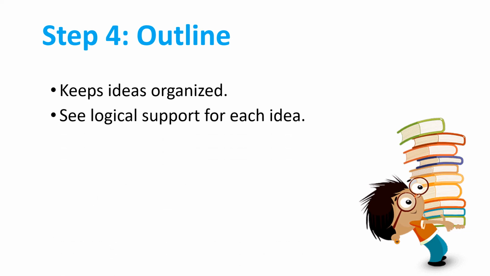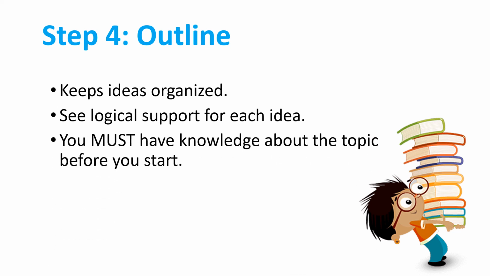So we want to see logical support for each idea. So if one of our main supporting ideas is I, we can see that A and B have to support that topic I. If it doesn't, then it shouldn't be in that paragraph. So we can start to see what ideas support other ideas, what are larger ideas, and what are more specific ideas.